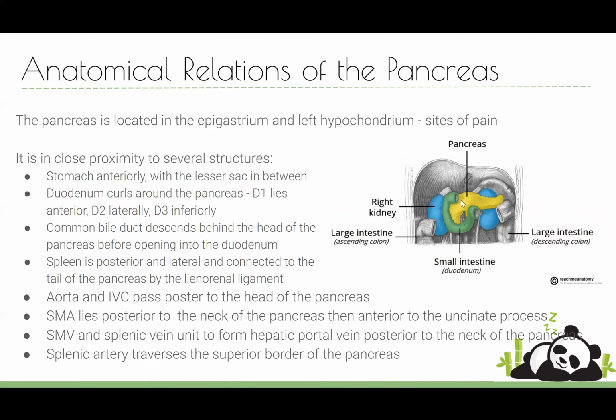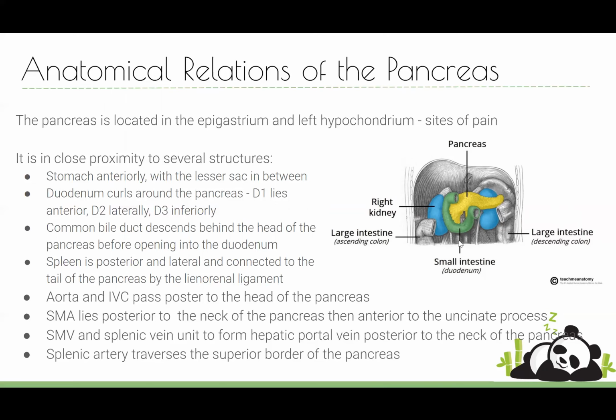The common bile duct descends behind the head of the pancreas and meets up with it. The spleen is at the end, lateral and connected to the tail of the pancreas. And the aorta and the IVC lie posterior to the head of the pancreas, so back here, as you can see, it's drawn.